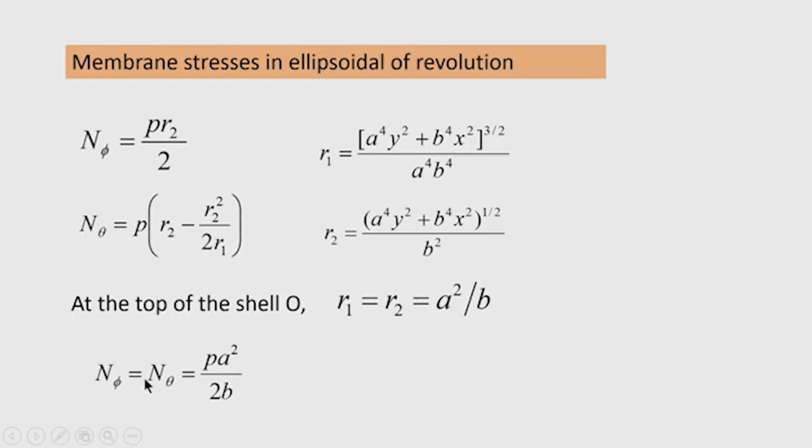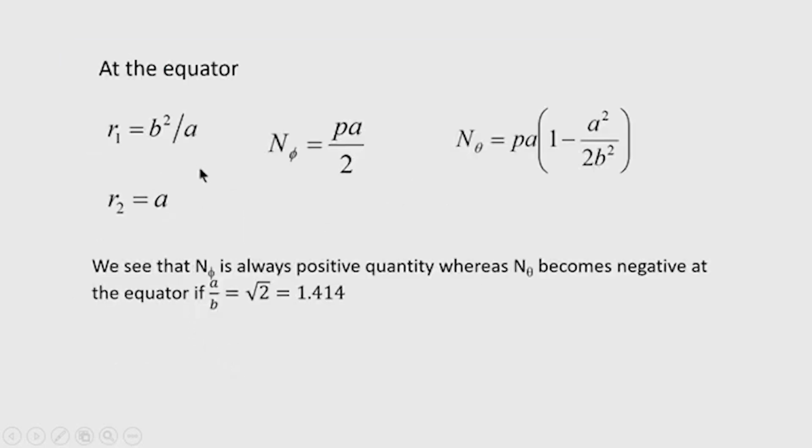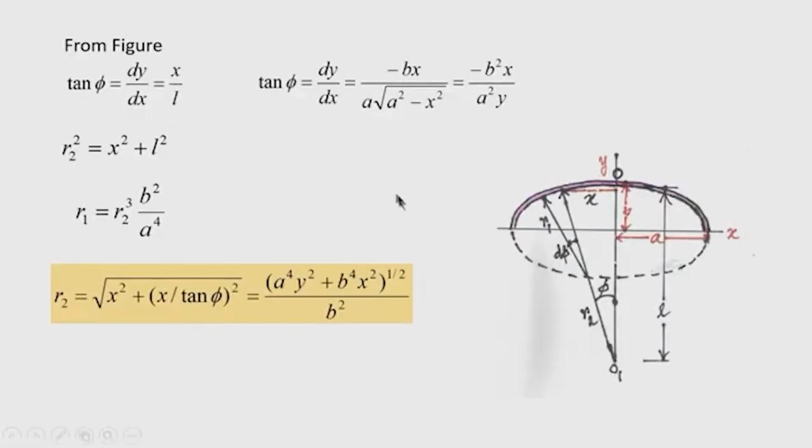So, n phi equal to n theta at the top of the shell, and it is equal to p s square by 2 b. Top of the shell is the pole of the shell, and here the two membrane stresses are equal, and magnitude is p s square by 2 b, where a is the length of the semi major axis. At the equator, you can see here equator is this.